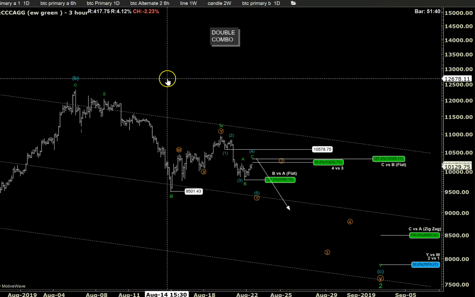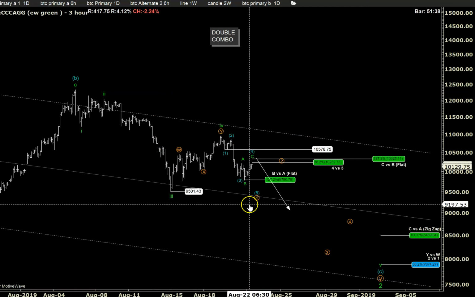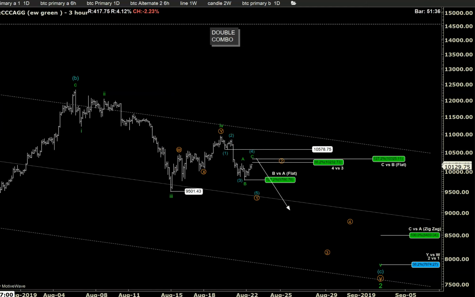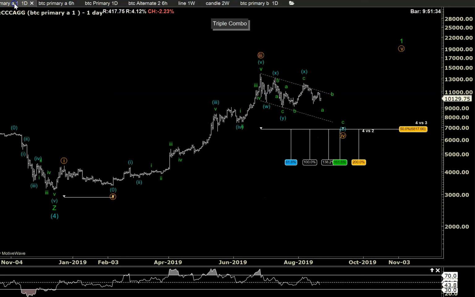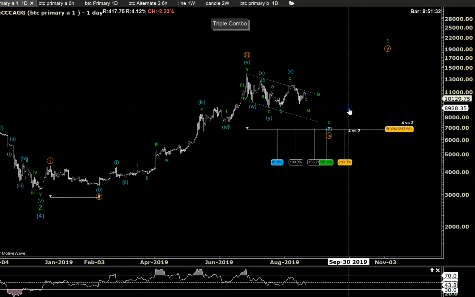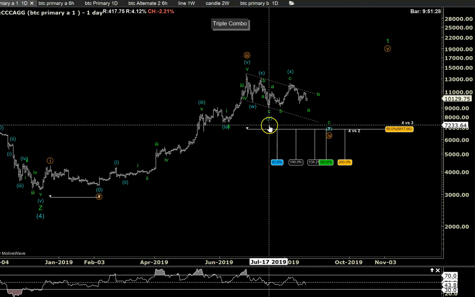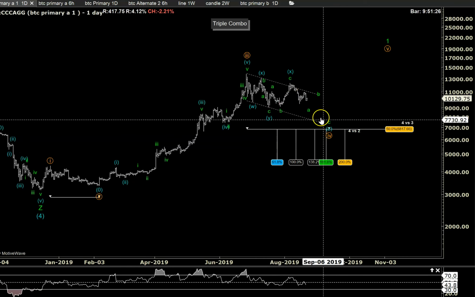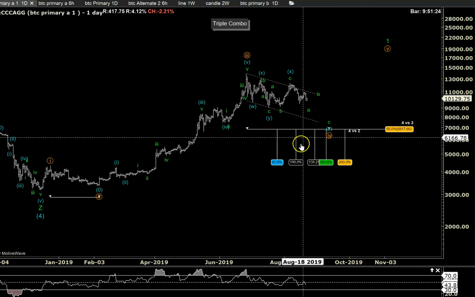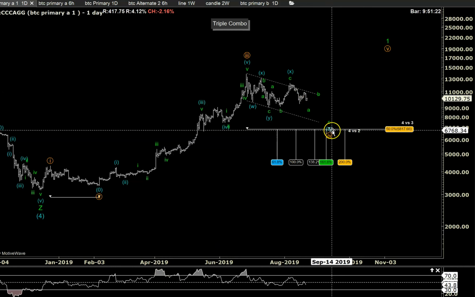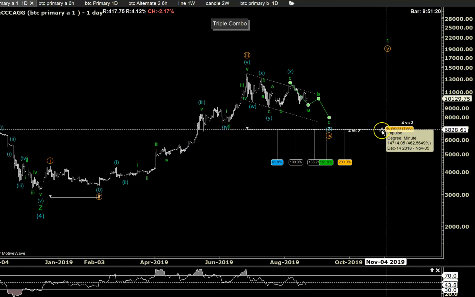Okay, yeah. So I was saying that there is another interpretation of this move down, because this can also be a wave A. If this is a triple combo, or just another double where this is W, X, and Y, we still need a zigzag here. Just by looking at this, you need to have a 3-wave move, an A, B, C down.